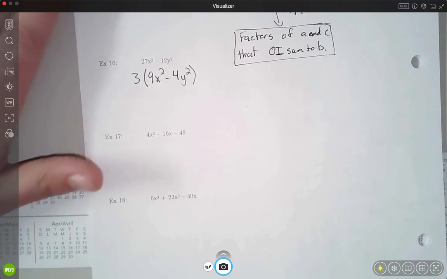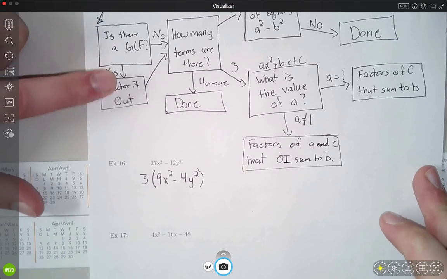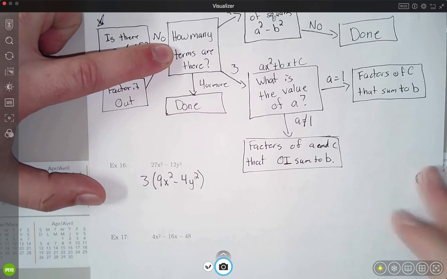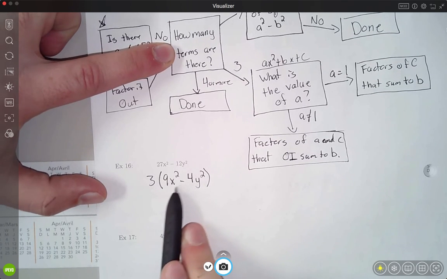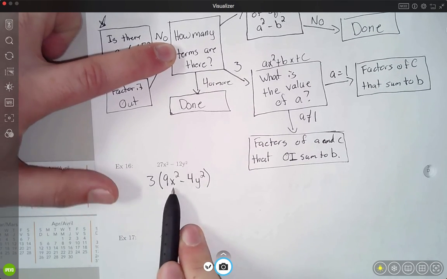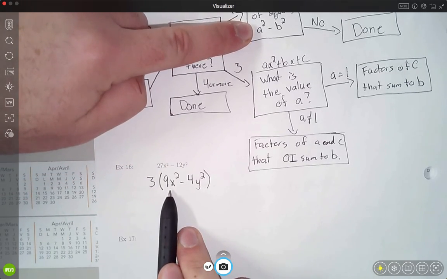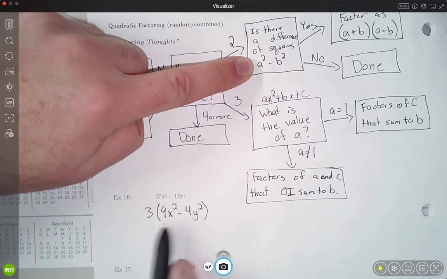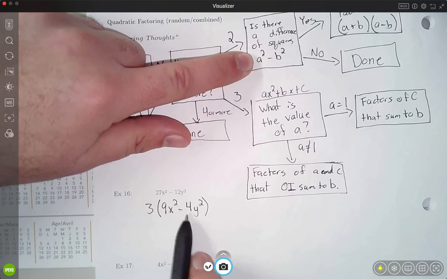Now that I have the GCF out, I go back to my graphic organizer here. I'm going to ask myself how many terms I have, and this is just in the remaining portion. My GCF is now out front. I'm not concerned with that anymore, I just can't lose it. So I'm looking at this piece here. I have two terms, so is it a difference of squares? This is something I can square root. 9 and 4 are both perfect squares, and I have an even number for my exponents. So I can do my square root. So I'm going to factor this as a difference of squares.